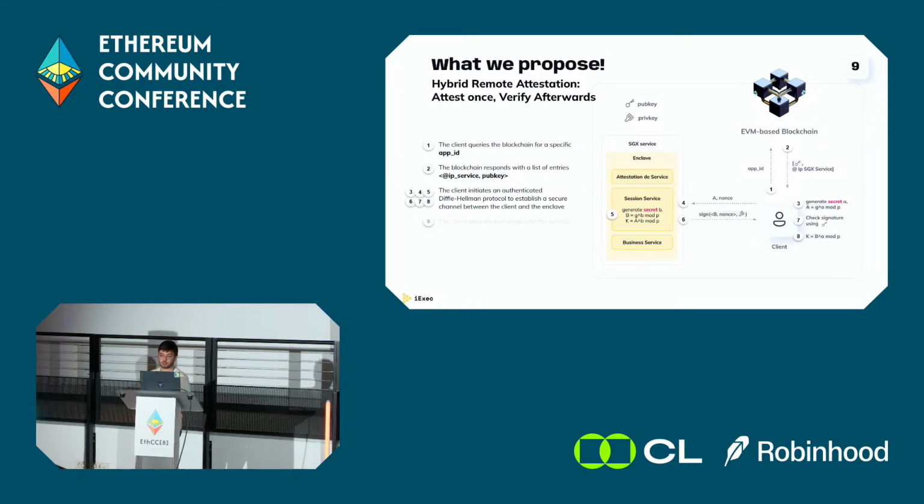And then the client will perform what we call an authenticated Diffie-Hellman protocol. In cryptography, this is a protocol that allows us to create, let's say, a shared secret between two entities, here the client and the SGX service. And at the end of this well-known Diffie-Hellman protocol, we are going to have a secret key K that will allow us to establish a direct secure connection between the client and the SGX service. It is similar to how TLS works by establishing a symmetric key between the client and the server.